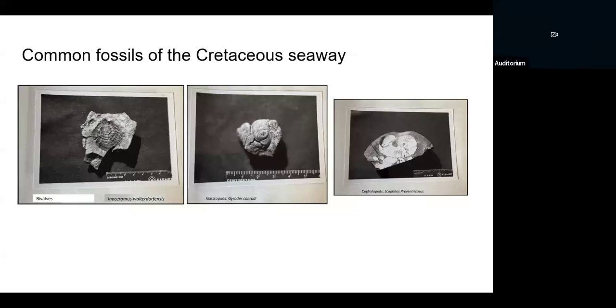All right, so let's take a look at some of the more common fossils of the Cretaceous Seaway. When you think late Cretaceous, you think of bivalves, and in particular, inoceramid clams. They were the major fossil that I worked with during my master's and PhD work. Also had snails and cephalopods, in particular, these weird heteromorph Scaphites things that were uncoiling.